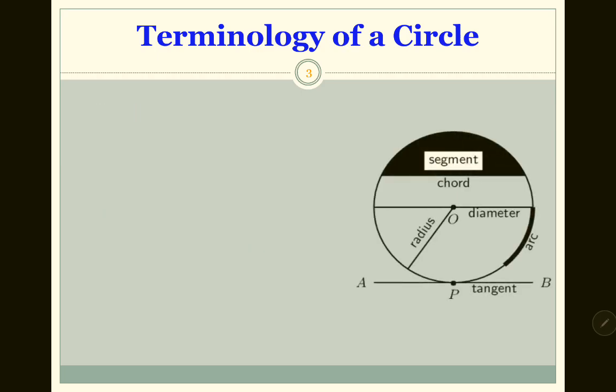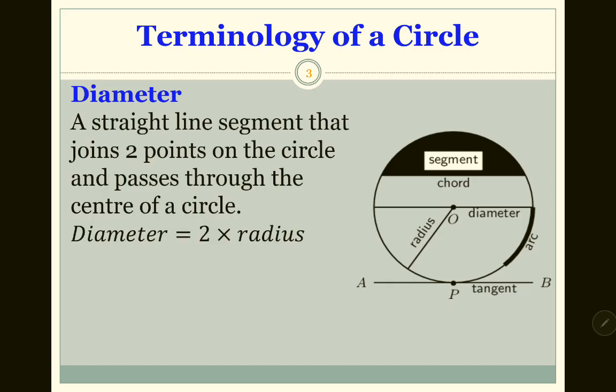Again, I'm drawing that circle, and now we are looking at a diameter. What is a diameter? A formal definition of a diameter is that it's a straight line segment that joins 2 points on a circle.